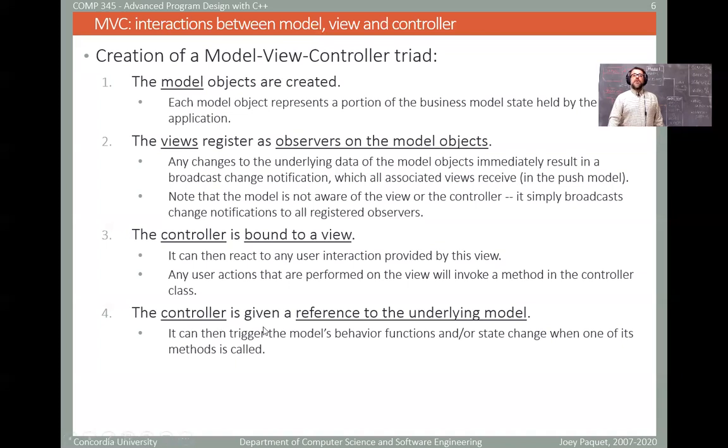And then the controller is given a reference to the underlying model. So the controller is connected to both the model object as well as the view. So it acts as an intermediate party in between the view and the model by translating the user actions events into function calls inside of the model objects.